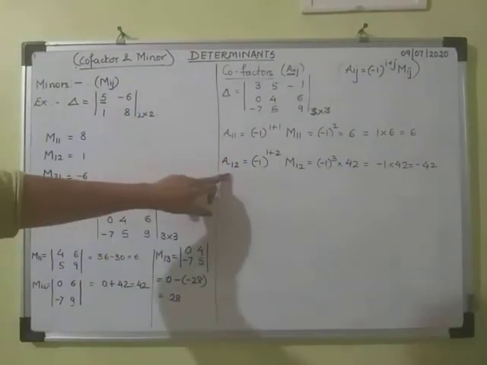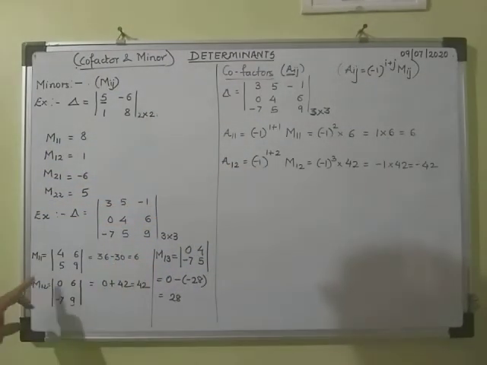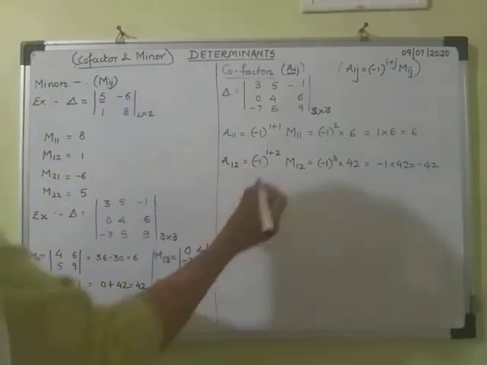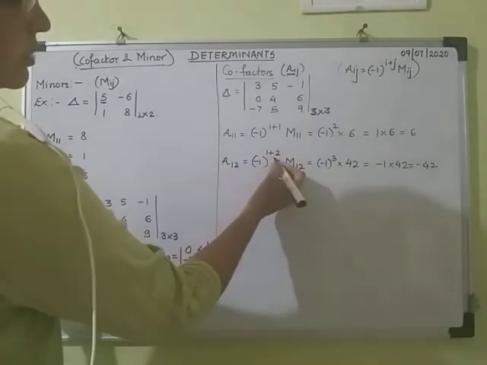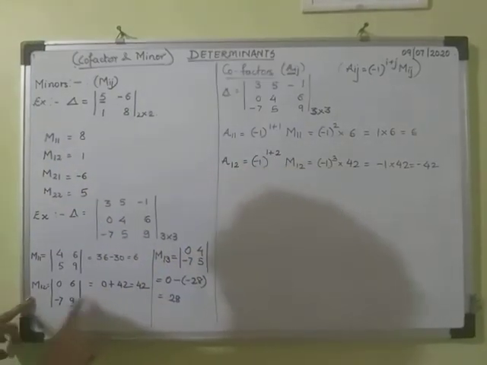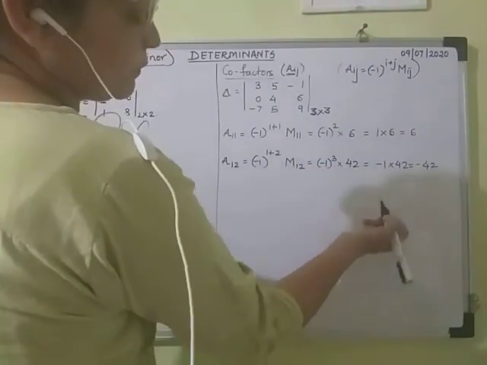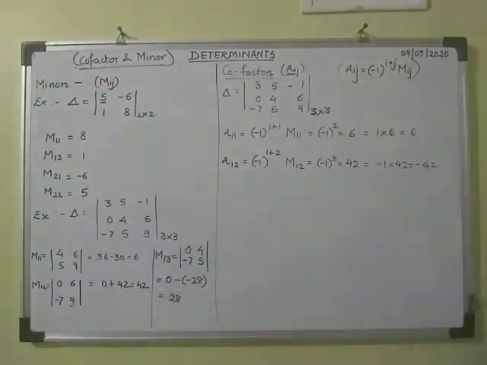Then we find A12, the cofactor of A12. A12 will be minus 1 raised to 1 plus 2. Why? Because it is first row, second column, 1 plus 2, and M12. M12 is here, it is 42. So minus 1 raised to 3 into 42. This is minus 1 into 42, that is minus 42.